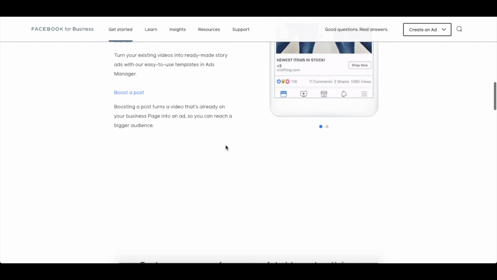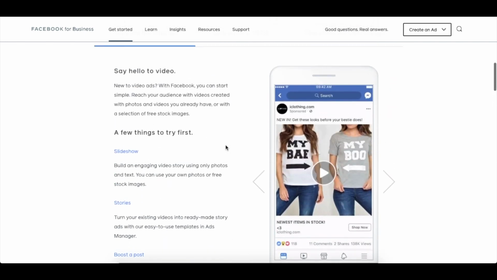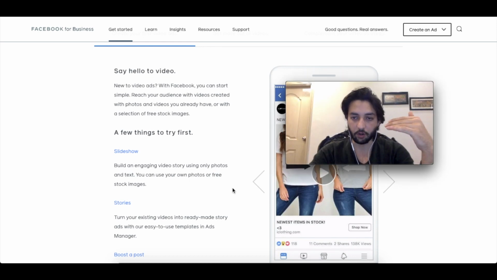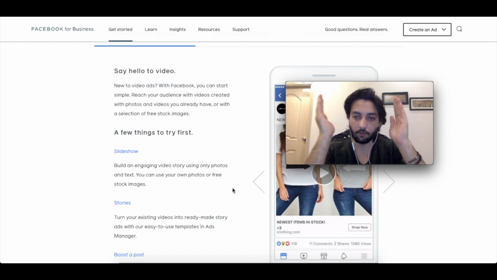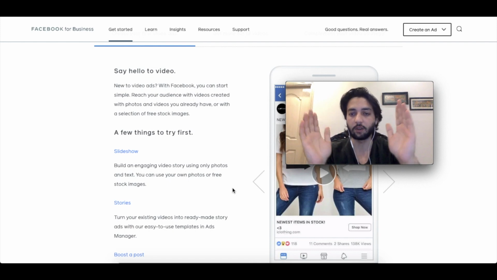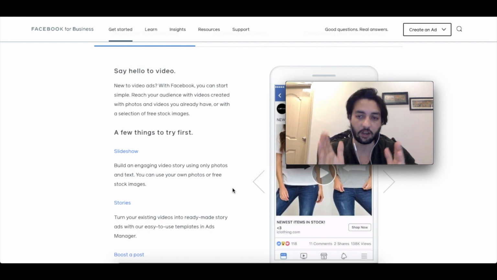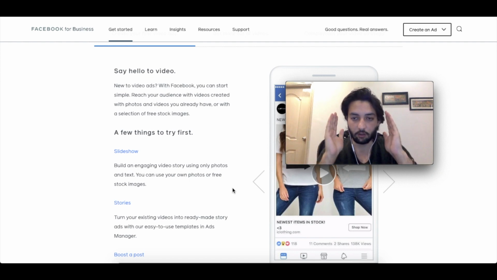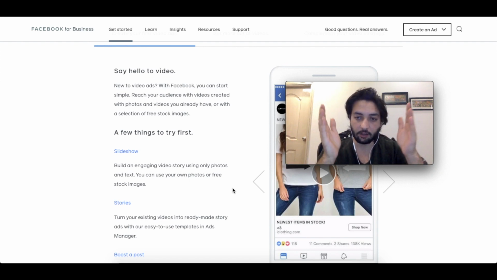So let's start off with the video, because when you're running campaigns, especially video campaigns, contrary to popular belief, the most important thing is going to be your video, because that's the thing that's going to grab the attention of your ideal prospect. If you're not able to grab their attention within the first 5 seconds, you're going to lose them. So the most important aspect is the video itself.